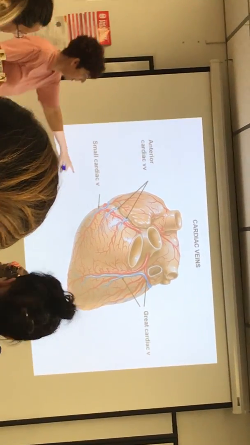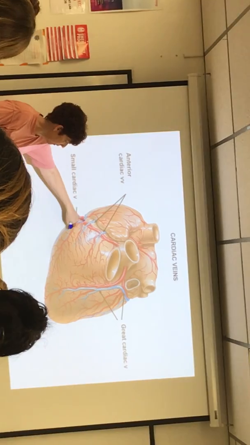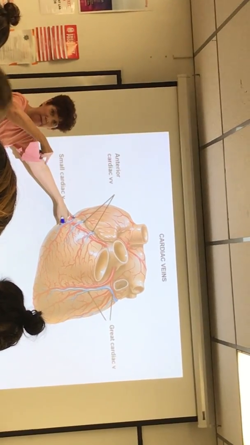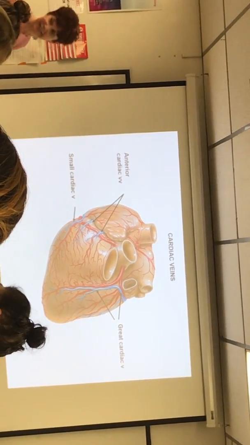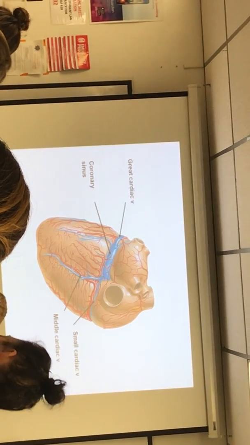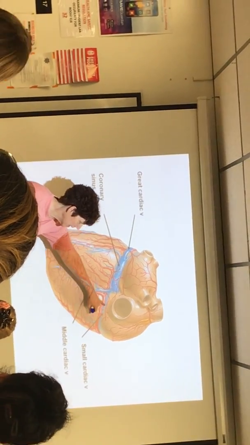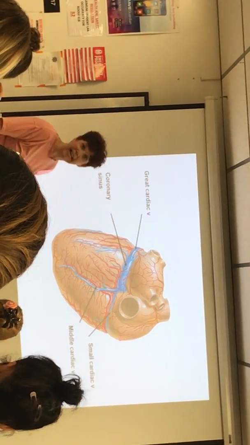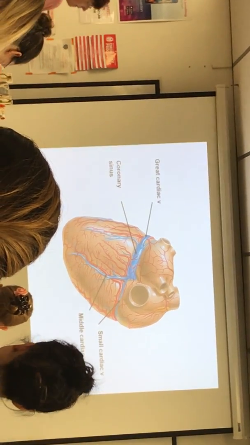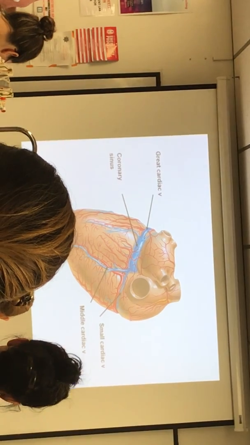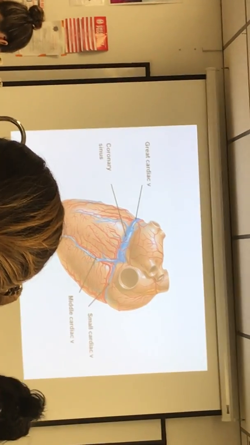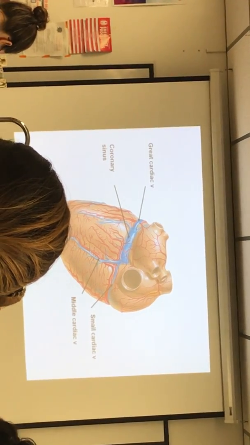And then the small cardiac vein travels with the marginal artery. You can see it making that right angle bend on your models. And then travels around to the back of the heart with the right coronary artery to empty into the coronary sinus as well. So we'll be able to see the coronary sinus in the sheep-heart dissection, but not the other vessels.